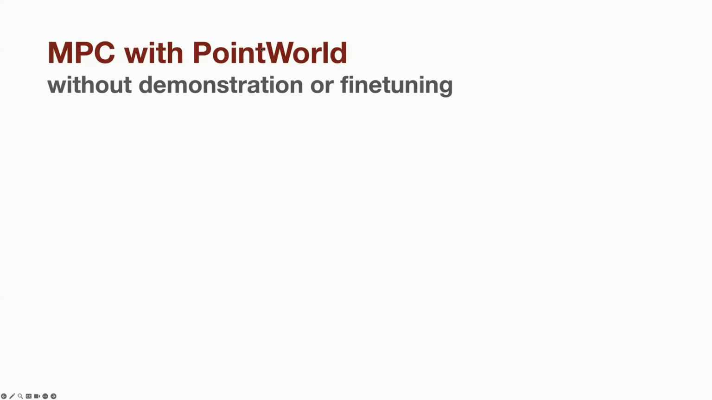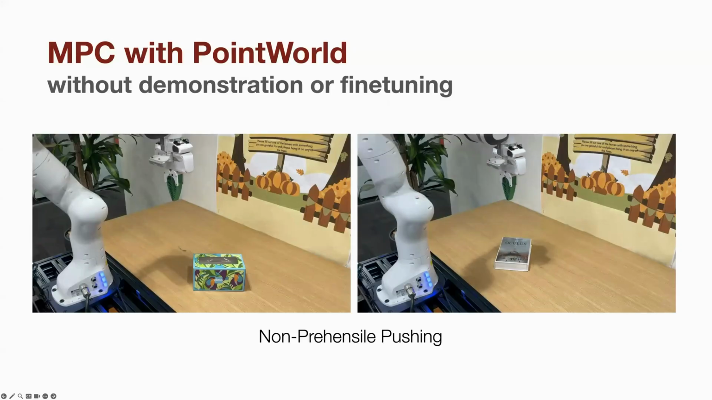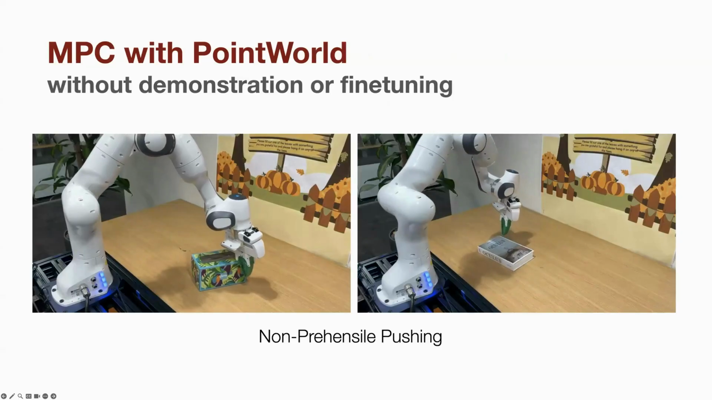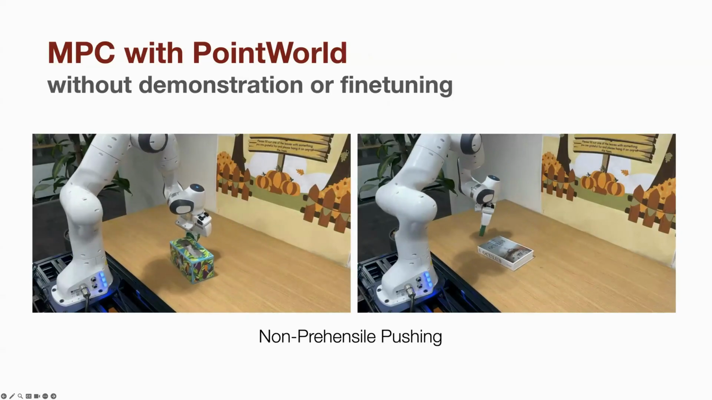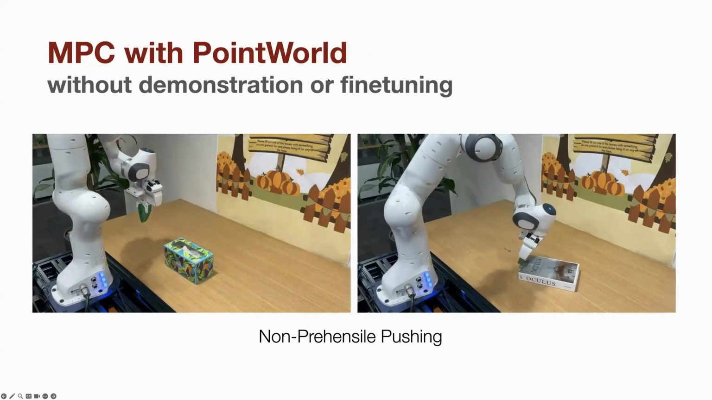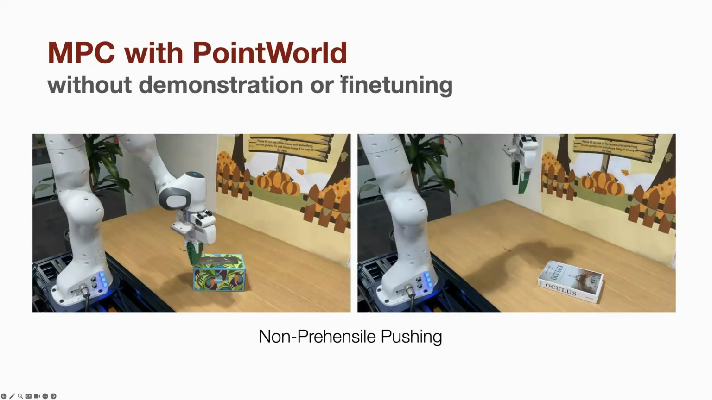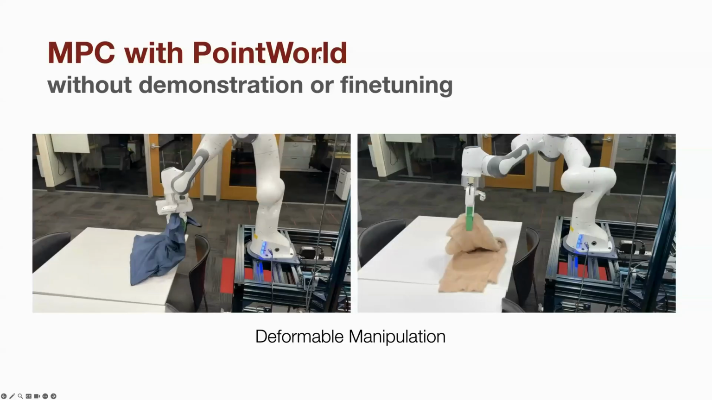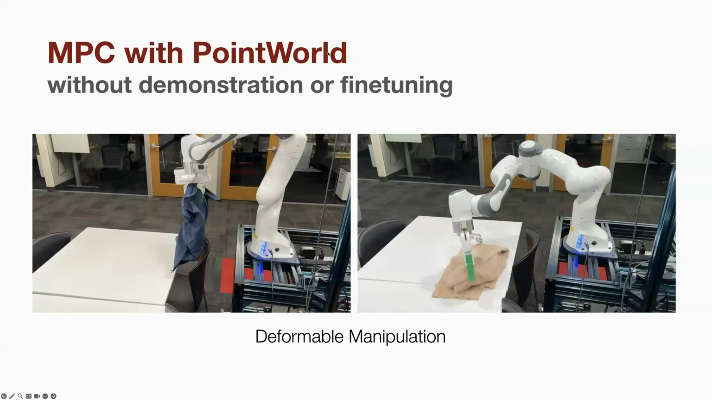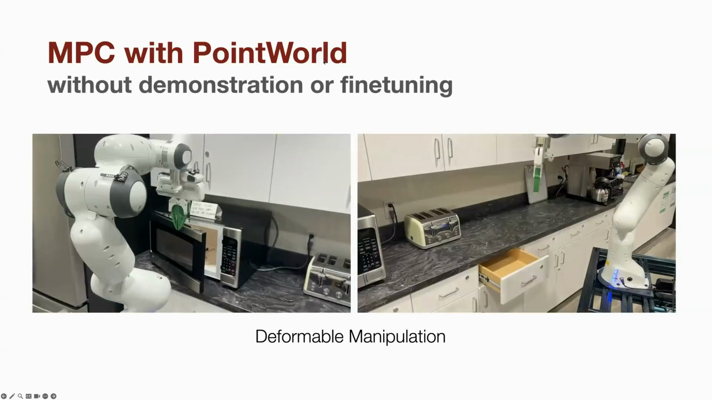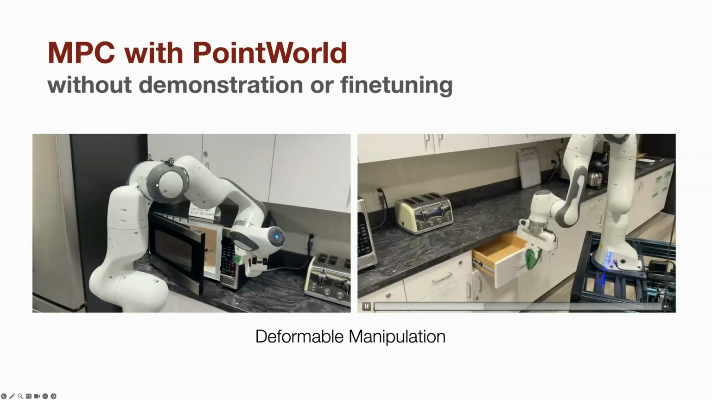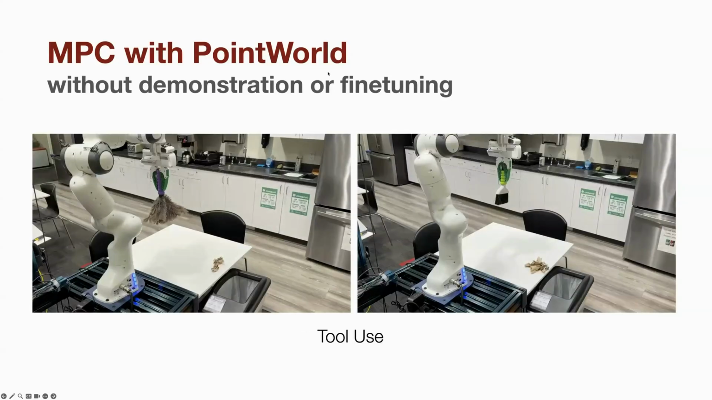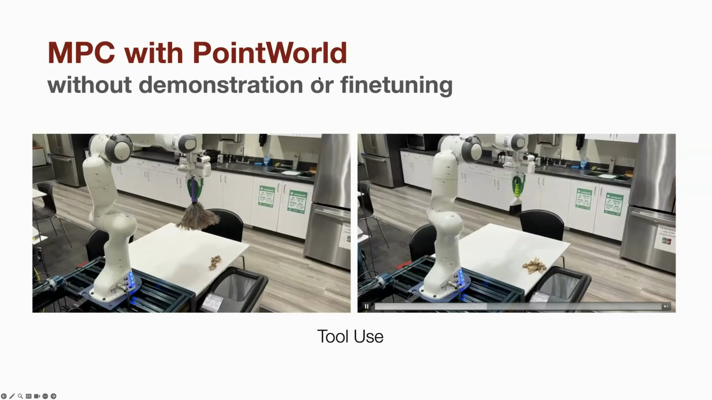This is also without demonstrations or fine-tuning. I know this is not some of the most impressive tasks, but all of these behaviors are being generated fully at test time, without particularly training this behavior. This is for non-prehensile pushing and deformable manipulation. Oh, this is for articulated objects. I think there's a typo here. And also some tool-use cases where it needs to think about object dynamics as well.